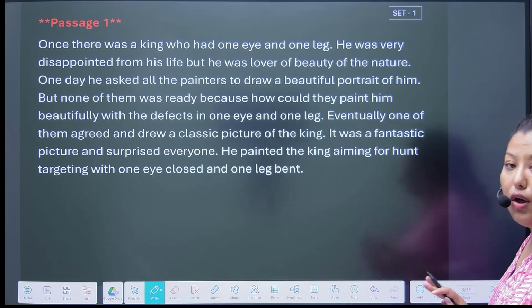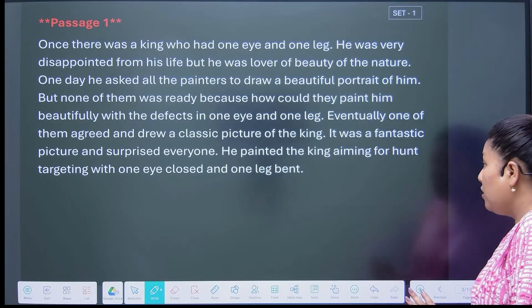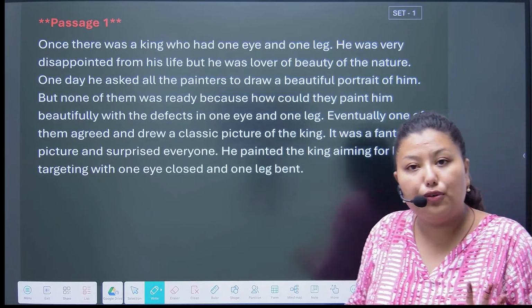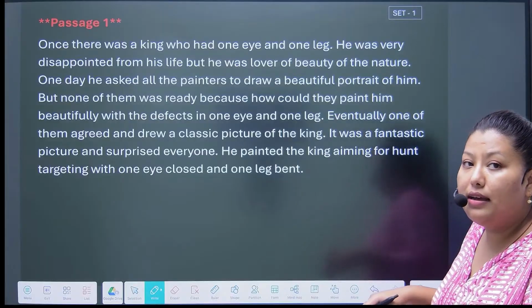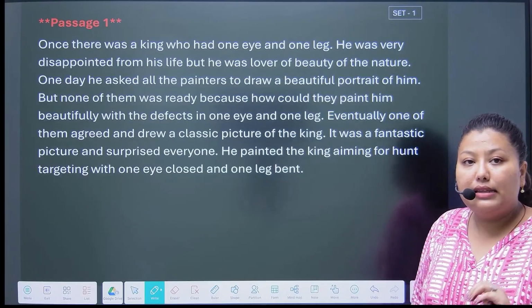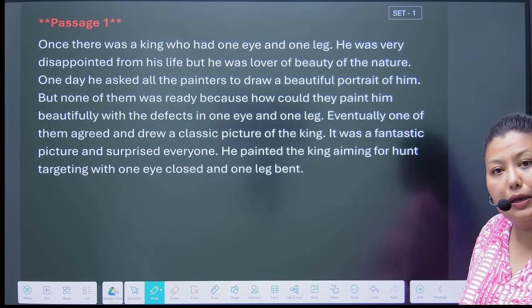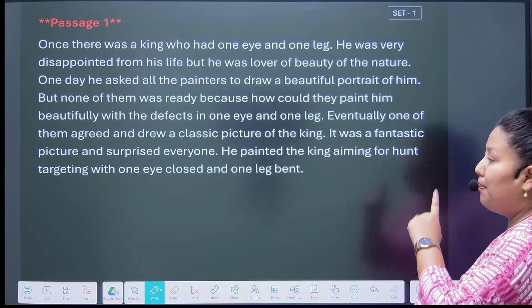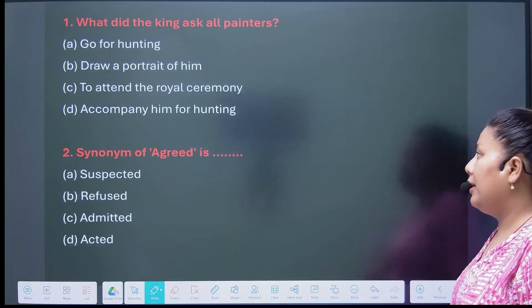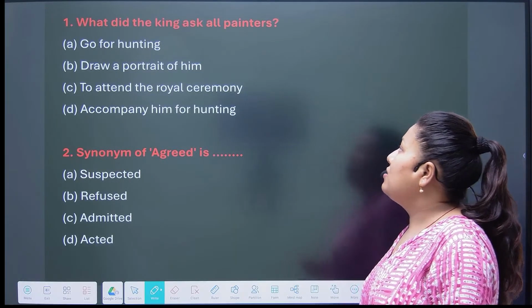Now we will solve the questions. In a passage there are 5 questions, and in a set there are 4 passages. That means there are 20 questions. You have to solve 20 questions. Okay. So first, from passage 1 there are 5 questions, which are: what did the king ask all the painters?